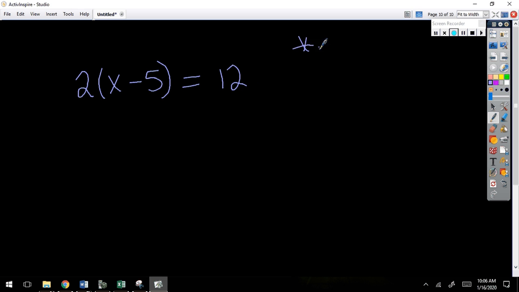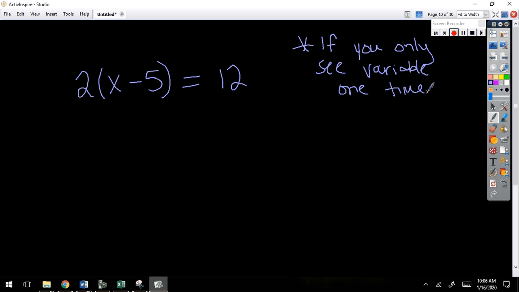Here's your helpful hint for the day. If you ever see, and this will come in handy as we get into quadratics and polynomials and so much more. If you remember this, it'll really, really help you. This is basic, but we'll build on it. If you only see the variable one time, okay? Even if it's got stuff hooked to it, maybe it's got an exponent, maybe it's got a coefficient, maybe it's got parentheses, it doesn't matter. If you only see it written one time in the equation, you can always, always SAD map your way out of it.